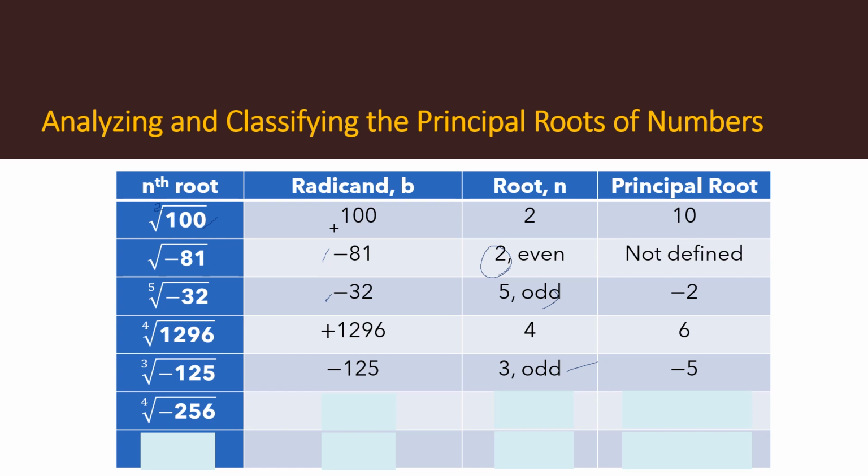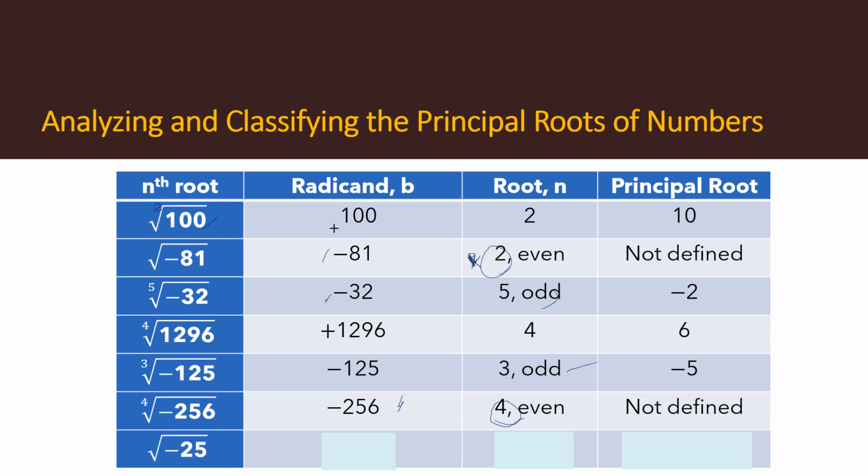Next, we have the fourth root of negative 256, and the radicand is negative 256. It is asking for the fourth root, and 4 is an even number. So this is the same as the second problem. It is an even root and the radicand is negative, so it is not defined. Okay, not defined or undefined.